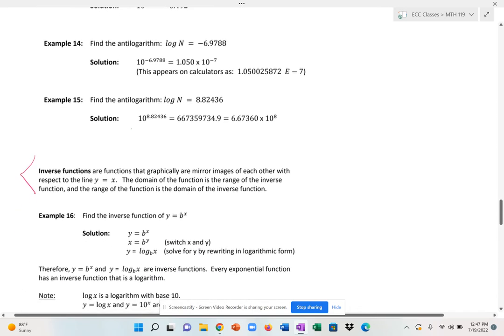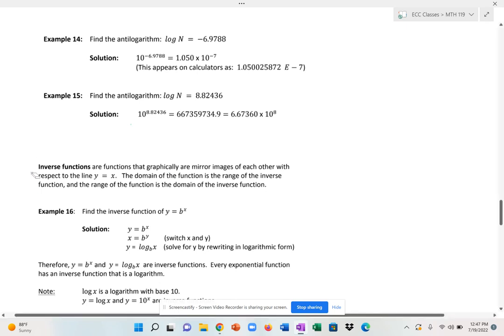So now we're going to look at exponential and logarithmic functions because they are inverses of each other. If you remember, the way you find an inverse is you switch the x's and y's, and then once I did that, I need to solve for y. And the way I solve this for y is to rewrite it as a logarithm.